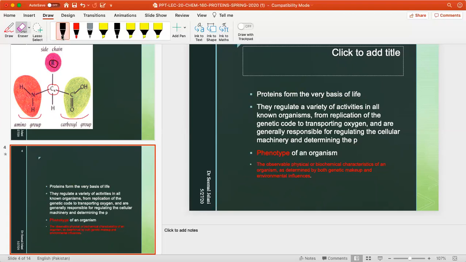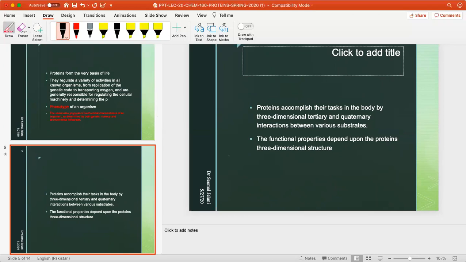Phenotype is the observable physical or biochemical characteristics of an organism as determined by both genetic makeup and environmental influences. You can see the phenotype if we go to the reptilian class: the reptiles that belong to the desert area have different characteristics, a different phenotype, as compared to other areas of the world. Next, we move to the next slide.